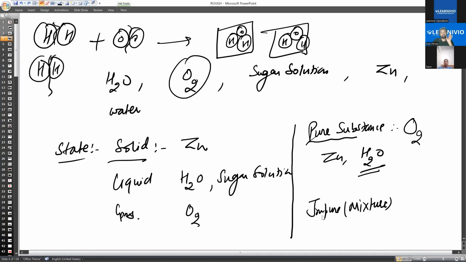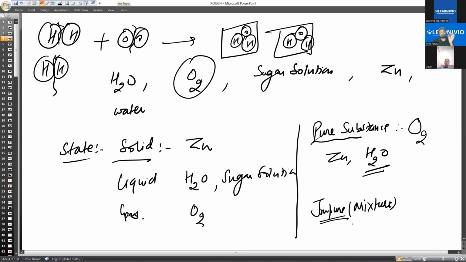Okay, next one is impure substance. What is an impure substance? An impure substance is one which is a mixture, like a sugar solution, in which the different particles show different properties. The sugar particle will show its own property, and the water particle will show a different property. So the same things, liquid, water, sugar, can be characterized on the basis of their shapes, as well as on the basis of pure substance and impure substance.